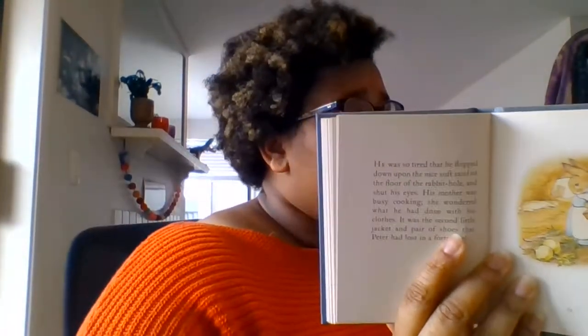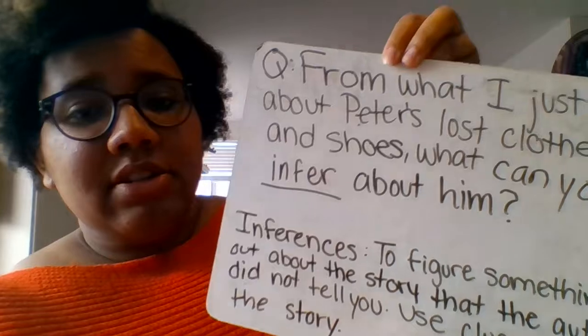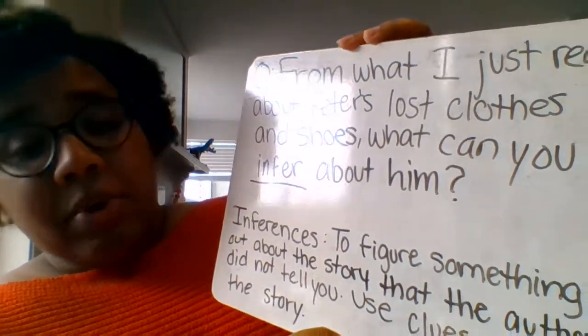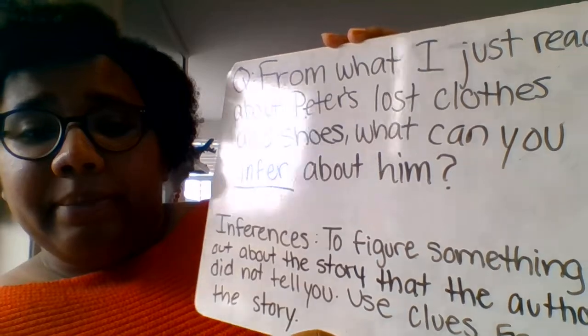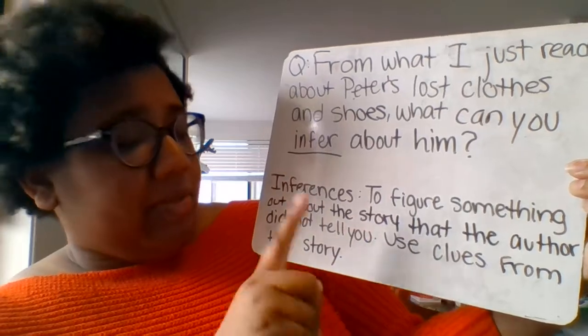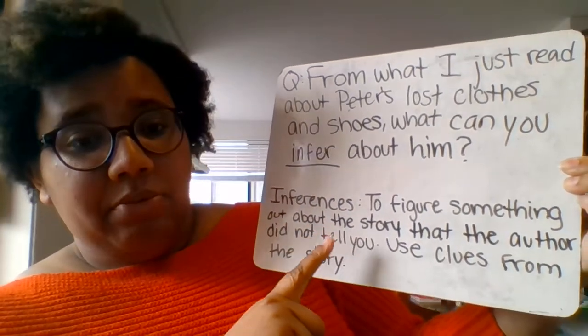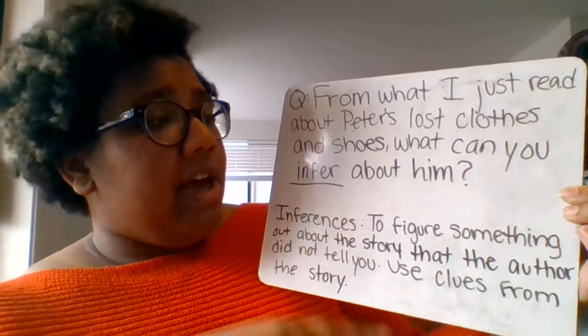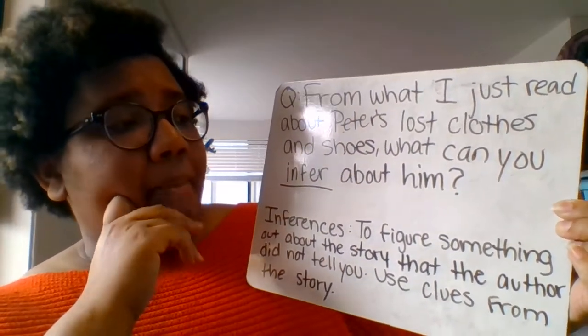Next sticky note. Alright, so my next question. I said it was the second little jacket and pair of shoes that Peter had lost in a fortnight. So, from what I just read about Peter's lost clothes, what can you infer about him? Now remember, we're going to make an inference. An inference is to figure something out about the story that the author did not tell you, but we can use clues from the story to help us. So what can we infer about Peter?